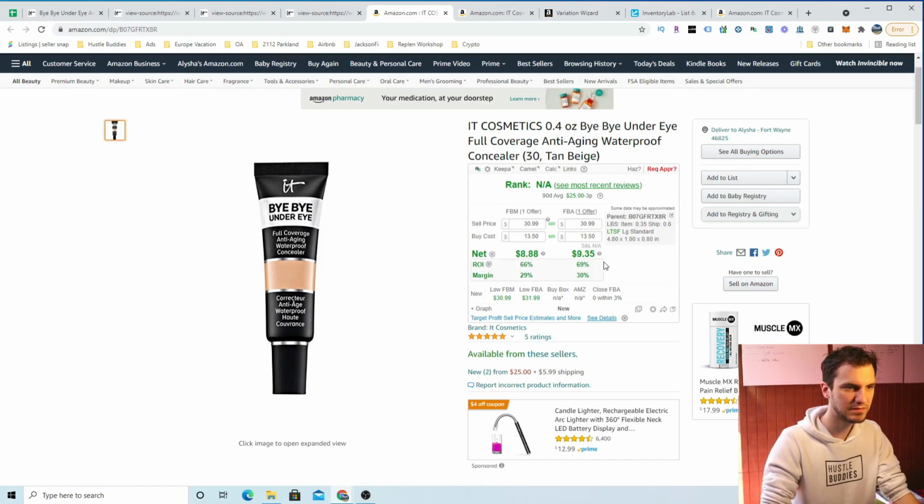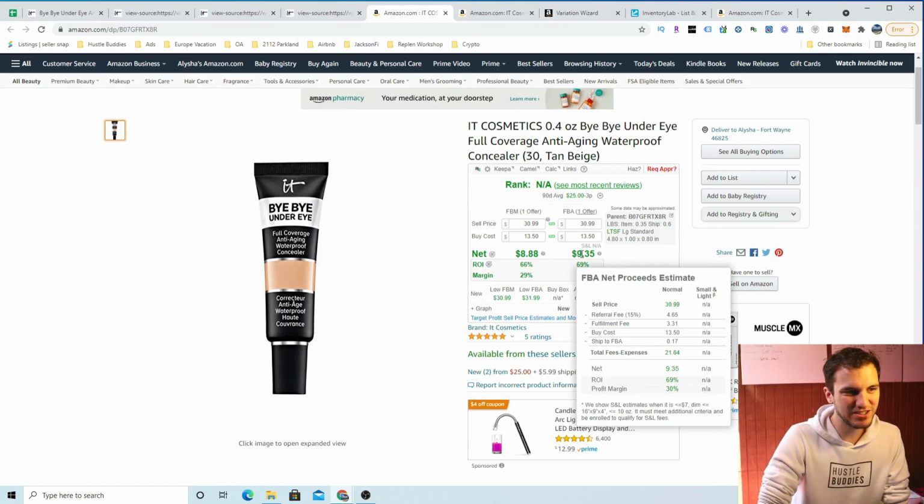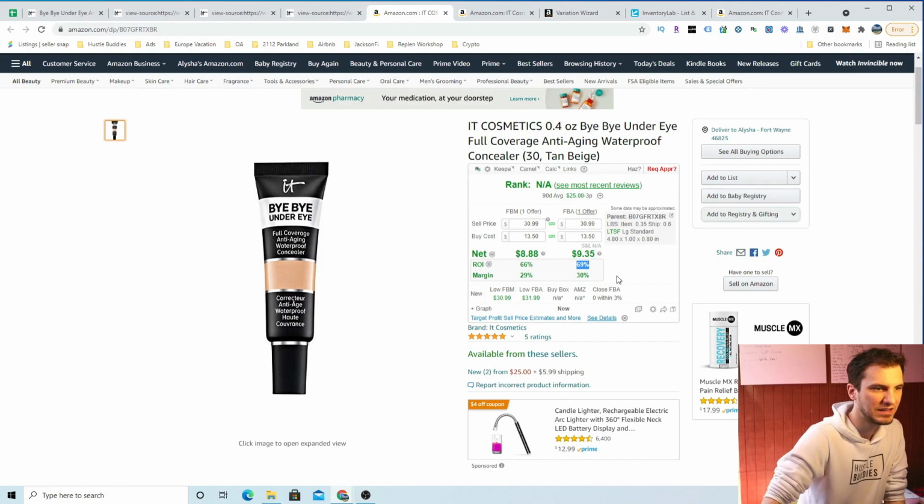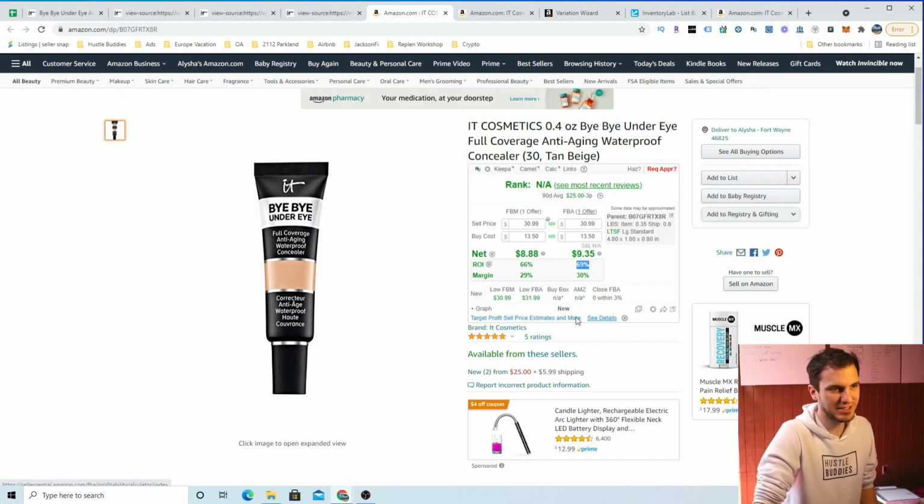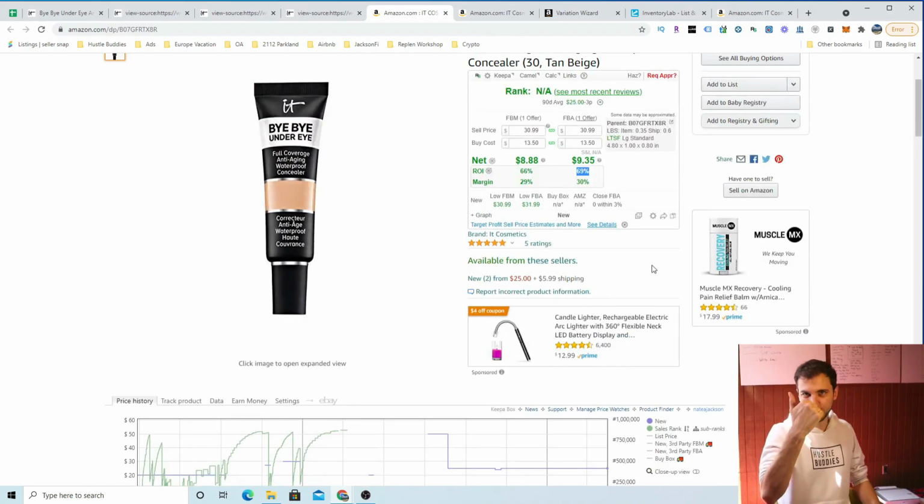$13.50. Oh, there we go. Look at that. All right, so this is for the tan beige one that we were just talking about. We're making $9.34 profit on every single one, 70% ROI just about. There's a couple other sellers, but no big red flags here. So it's profitable. So it passed our first check.